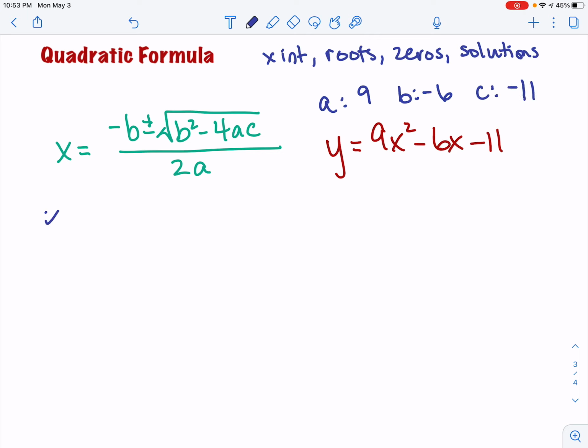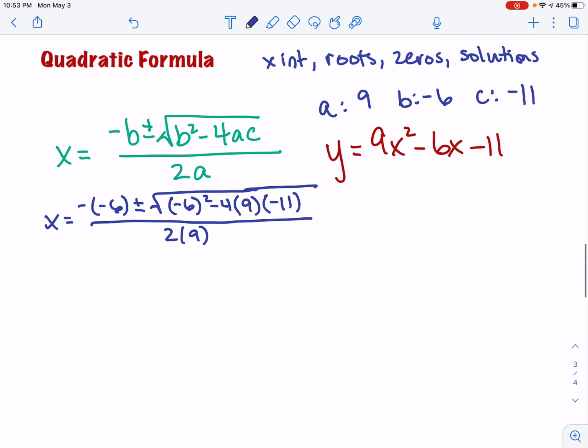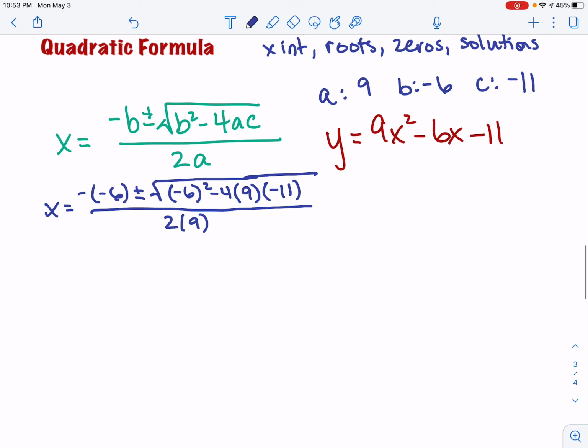So let's start substituting these in. -6 plus or minus the square root of -6 squared minus 4 times 9 times -11. All of that divided by 2 times 9. So I just substituted in my a, b, and c values. Let's simplify this because this looks a little daunting here.